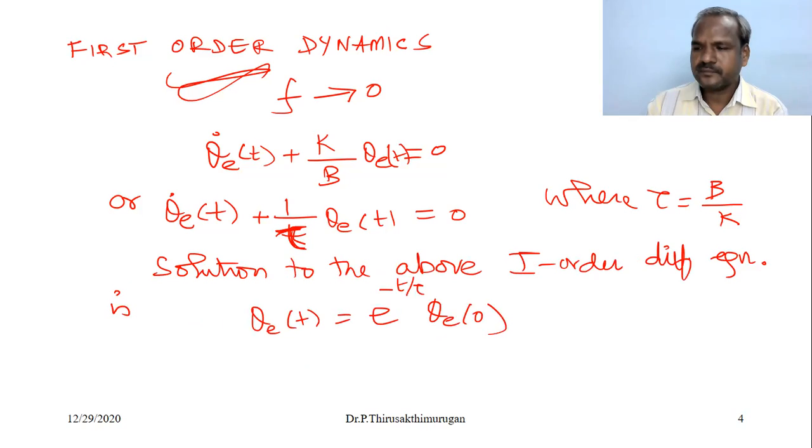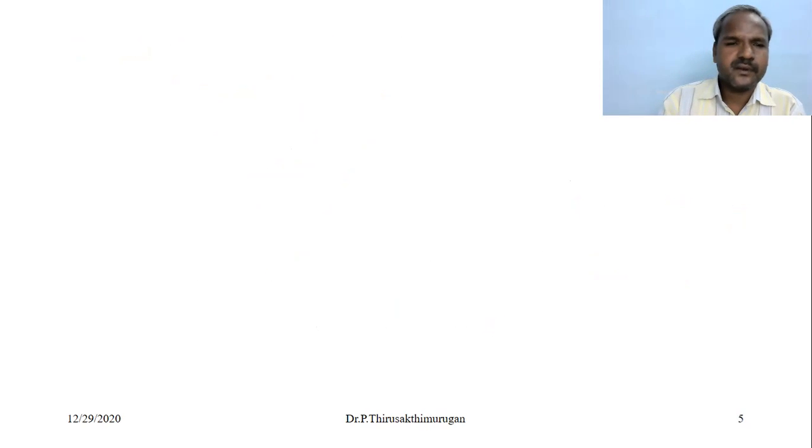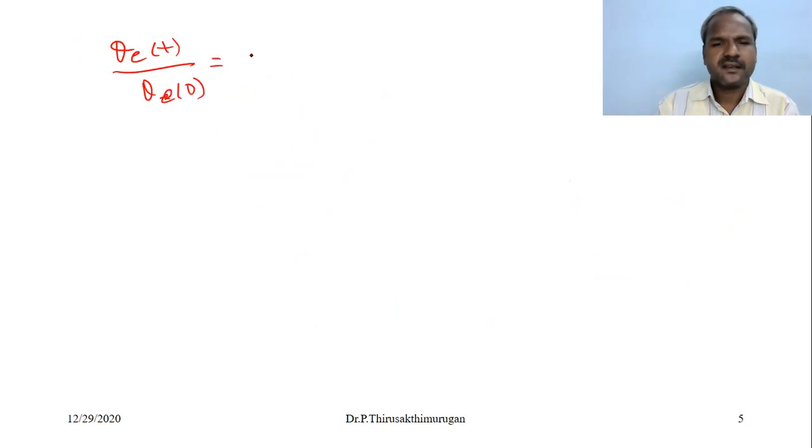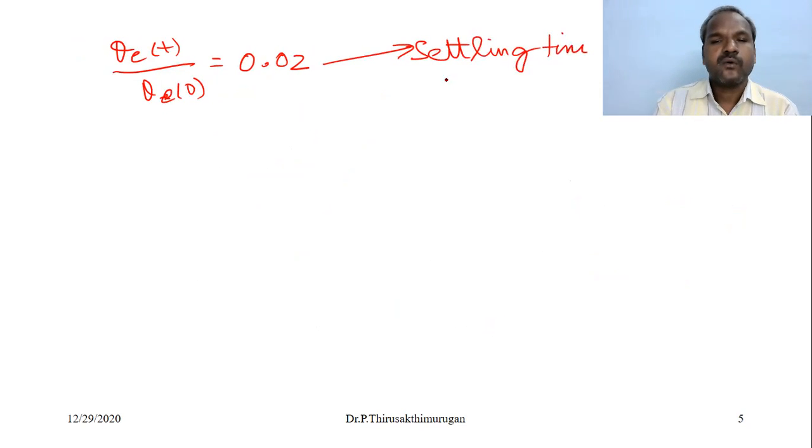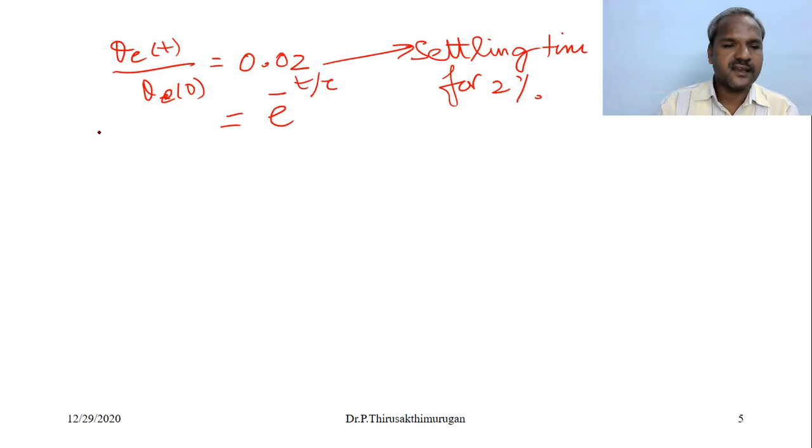Here, for different time constants, the ratio between theta e of t divided by theta e of 0 equal to 0.02 is the settling time for 2% tolerance. So settling time for 2% tolerance becomes 0.02, which can be equal to e to the power minus t by tau. If you equate this, actually for various tau values.